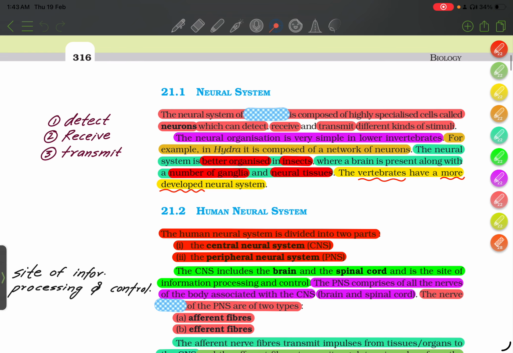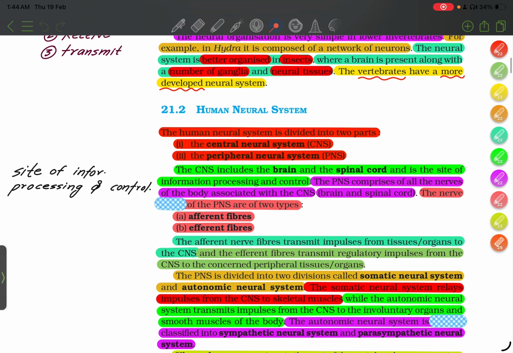Neural system. The neural system of all animals is composed of highly specialized cells called neurons, which can detect, receive, and transmit different kinds of stimuli. The neural organization is very simple in lower invertebrates. For example, in Hydra, it is composed of a network of neurons. The neural system is better organized in insects, where the brain is present along with a number of ganglia and neural tissue. The vertebrates have a more developed neural system.